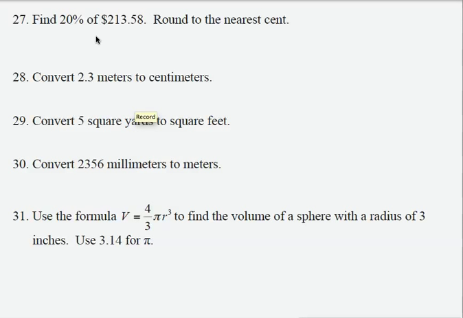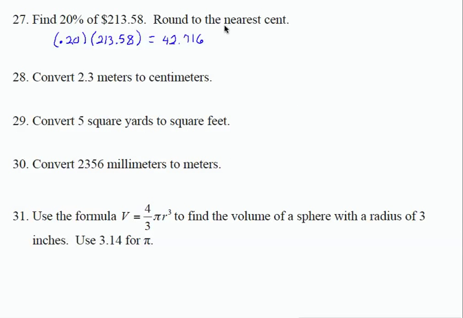In problem 27, we're asked to find 20% of 213.58. We can do that by multiplying 0.20 times 213.58. If we use our calculator to perform that multiplication, we get 42.716. And we want to round that to the nearest cent, since this is dollars and cents.